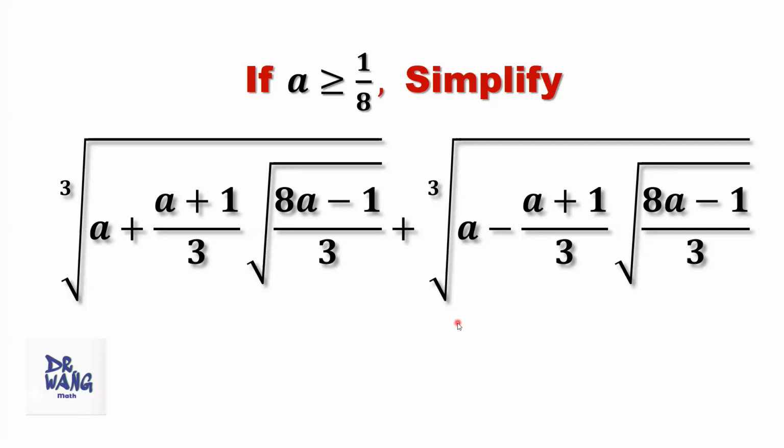How to simplify the sum of two third roots containing a parameter a inside of the third root? In general, it's not easy. Here, we will discuss a different way to define a new variable. We can easily solve this question.